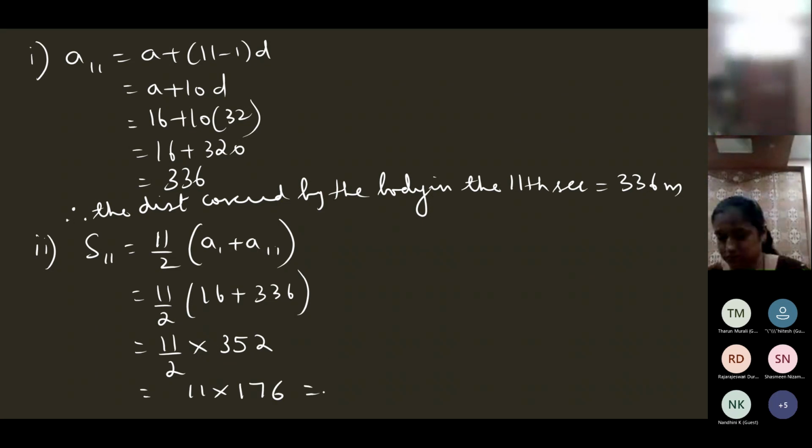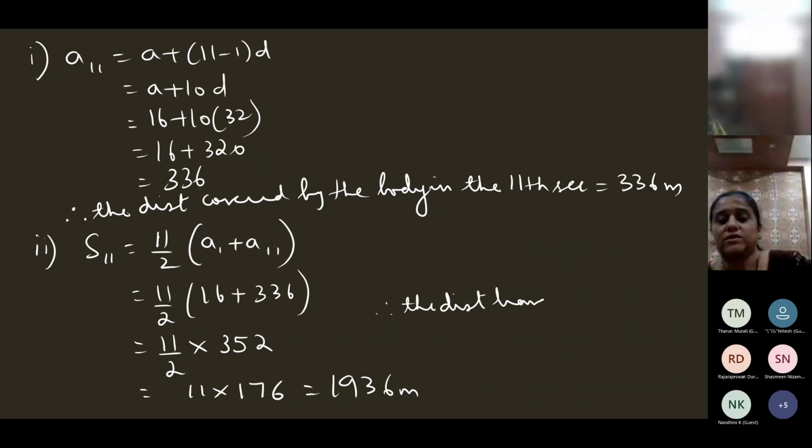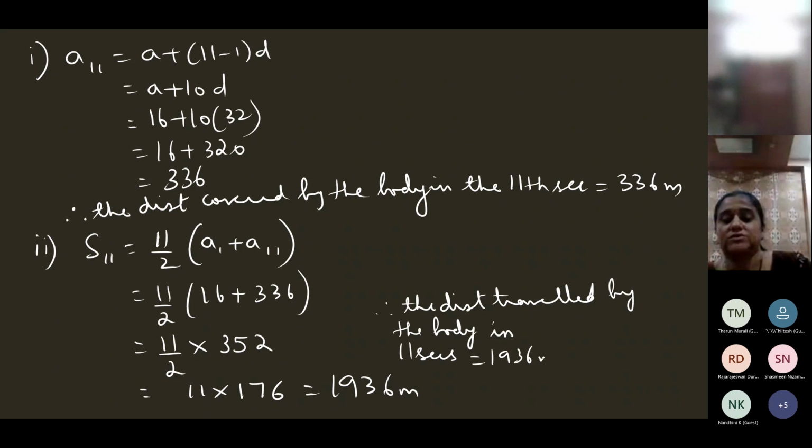Am I right? Yes, ma'am. Okay. So this is the total distance traveled by the object in 11 seconds. Therefore, the distance traveled by the body in 11 seconds is equal to 1936 meters.